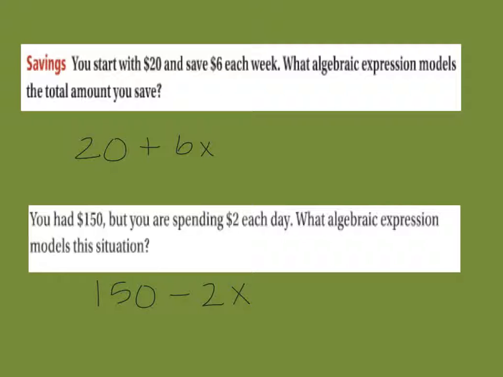So my next expression would be 150 minus 2x. Again, the 150 does not change. It's starting at that. But you're spending, so that means you should be subtracting $2 each day. So x would be modeling the days.